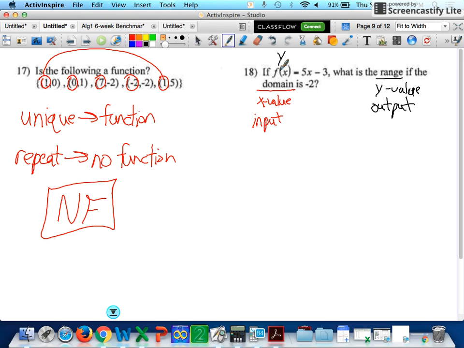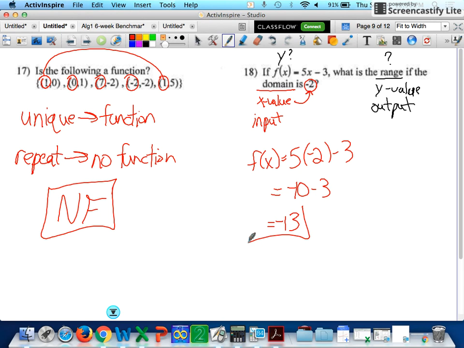So it says, what is the range? We want to know the range, so we want to know this y. If the domain is -2. So they told us what the x value is, -2. So when I've got my function f of x equals 5, and they told me what x was, -2 minus 3. When I solve that, I get -10 minus 3, which is -13, and that's my answer. All right?